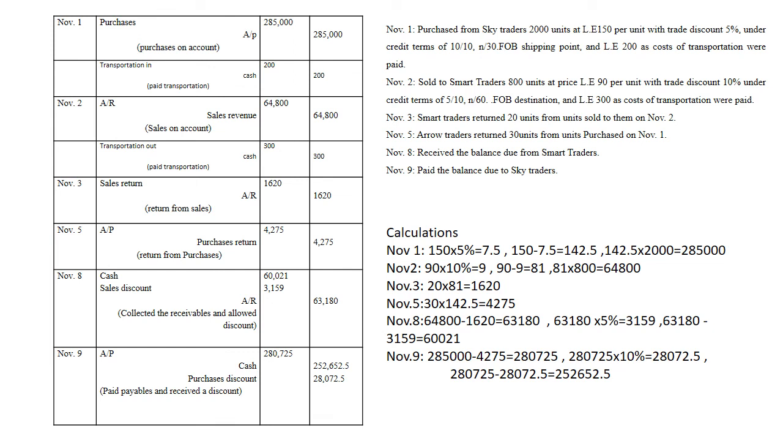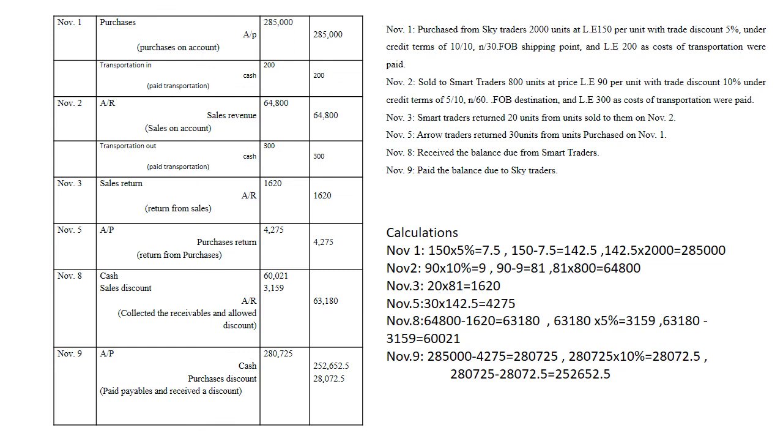He's not going to pay this value. So how much cash will be paid? The cash paid would be the 280,725, the amount of payable, minus the amount of discount. Cash paid, so cash is credit. Accounts payable closed, so accounts payable debit. Accounts payable closed in the debit side, cash paid in the credit side.